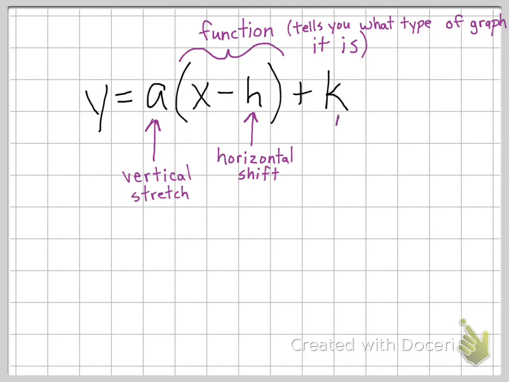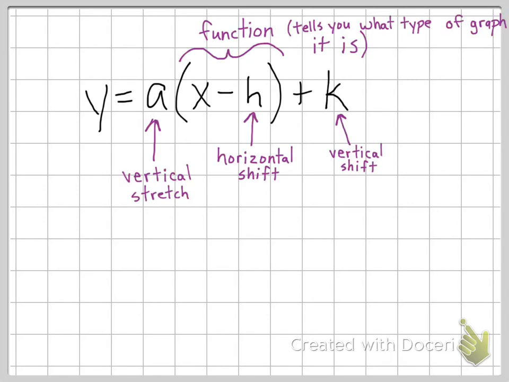And then we also have our k value. The k value works much the same way that the h value does, except it shifts vertically. Okay, so we have our horizontal shift and our vertical shift. Okay, but whereas this one works backwards, a minus 5 moves to the right 5 and plus 5 moves to the left 5, this one moves the way you would think. So if it had a plus 5, it would move everything up 5. If it had a minus 5, it would move everything down 5.